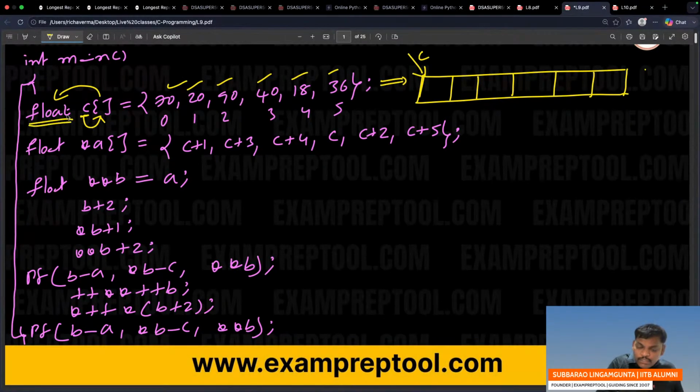Float means 4 bytes. Six 4s, 24 bytes of memory will be created. It is 1000, 1004, 1008, 1012, 1016, 1020. So these are the things. Everyone is 4 bytes. Please check once. And the data, if you observe clearly, is 70, 20, 90, 40, 18, 36.